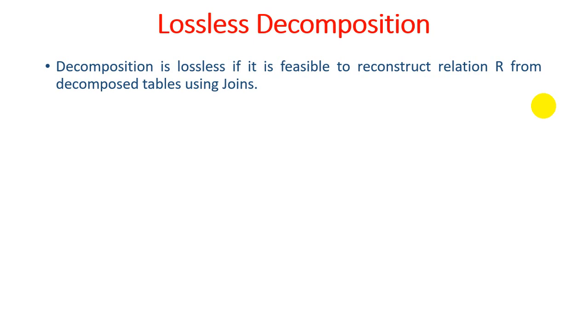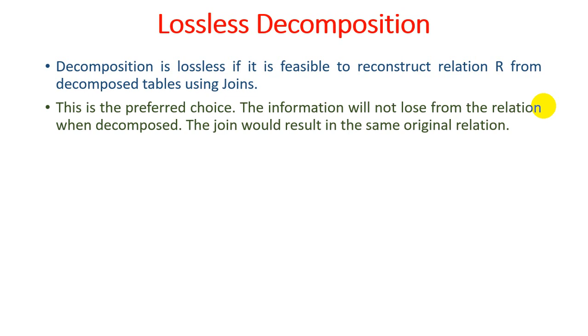That's why its name is lossless decomposition. This is the preferred choice. The information will not be lost from the relation when it is decomposed, because it is the prior thing, and we need to remember that if we decompose a table into other subsets, then at the end of the join operation on the different decomposed relations, we get the original relation. The join would result in the same original relation. It must be required in a database management system.